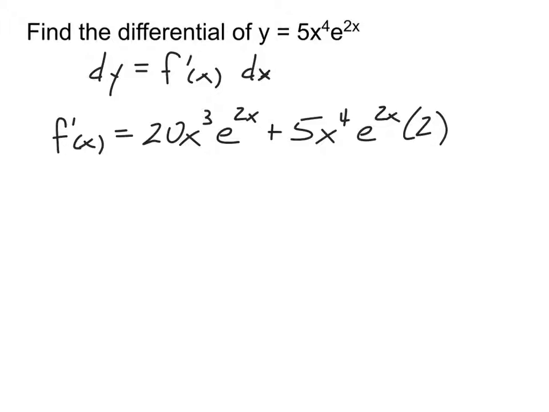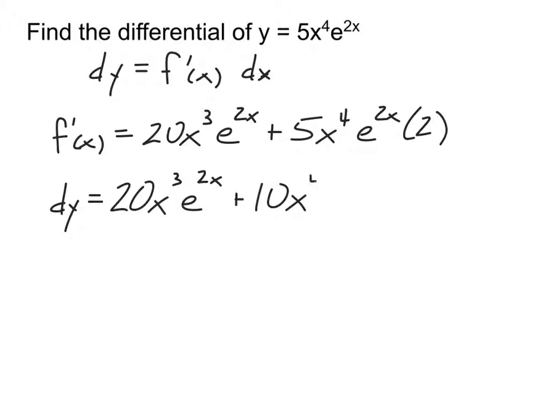All right, now, this is not the differential. It's the derivative, but not the differential. The derivative is what dy equals. Now dy, of course, equals f prime of x, so we're going to plug that in. So 20x cubed e to the 2x. I'm going to go ahead and simplify the second part, though. I'm going to do the 5 times the 2 there. So that's going to be 10x to the 4th e to the 2x.